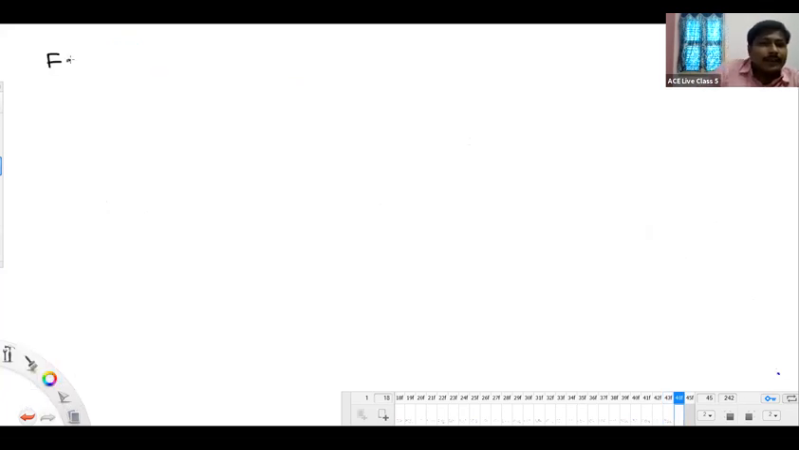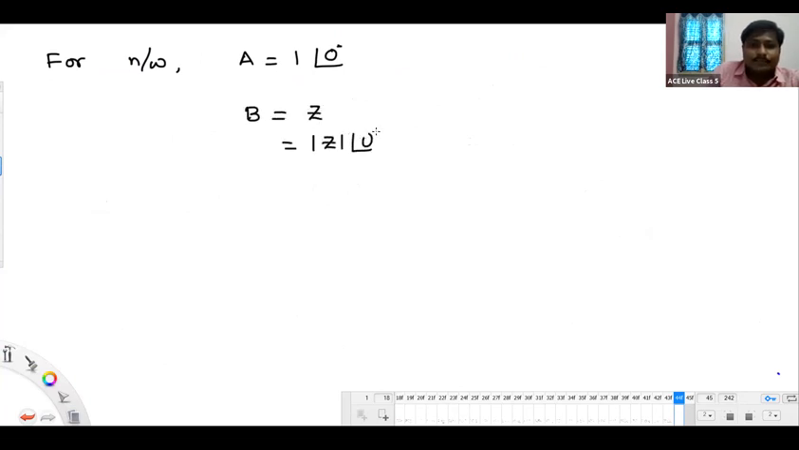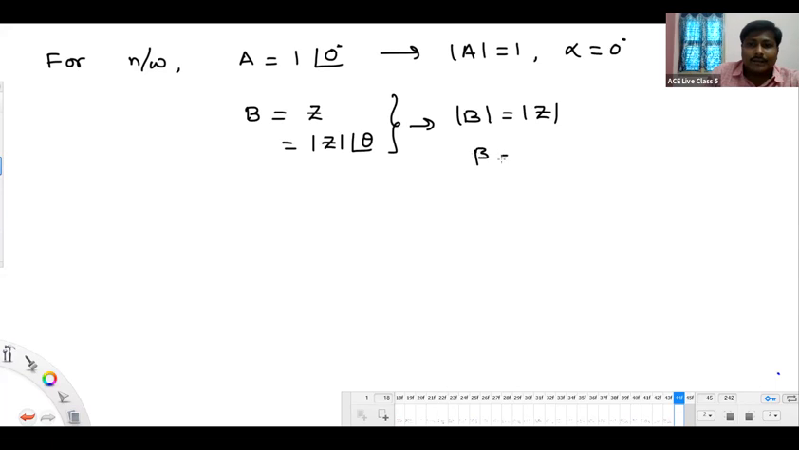Parameter A for the network you have considered is 1, in the sense 1 at an angle 0 degree. Parameter B is Z, in the sense mod Z at an angle theta. Simple. Mod A value 1, alpha value 0. Mod B is mod Z. Beta is equal to theta. Fine. Mod B equals mod Z, beta is equal to theta, mod A value 1, alpha equals 0.